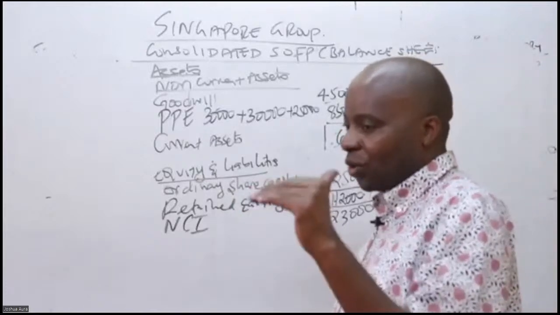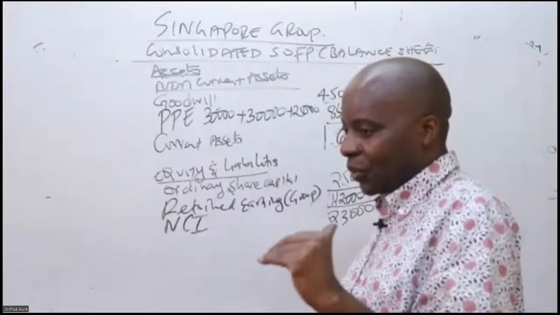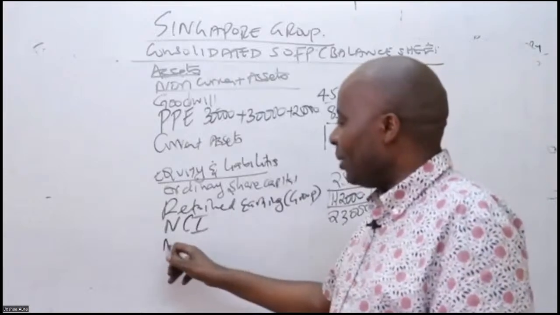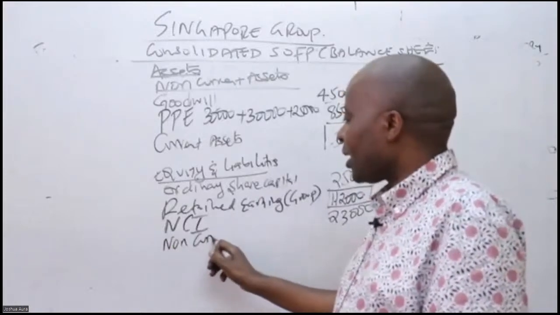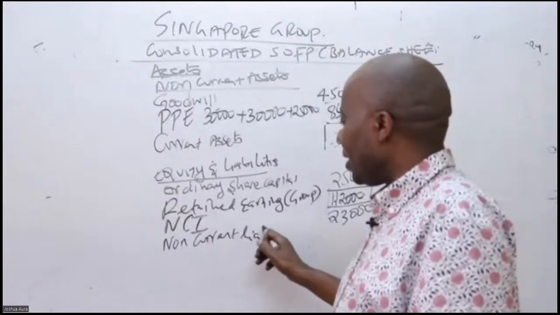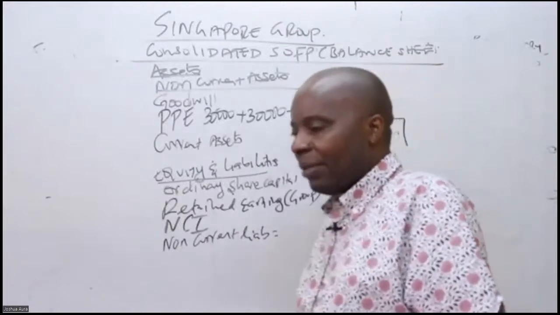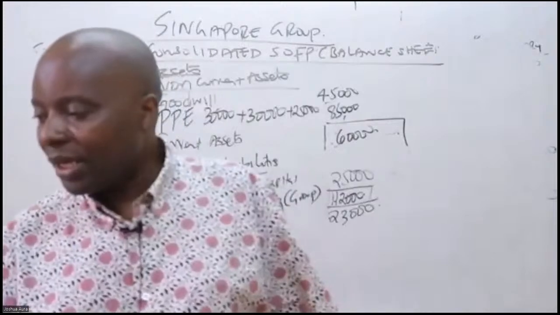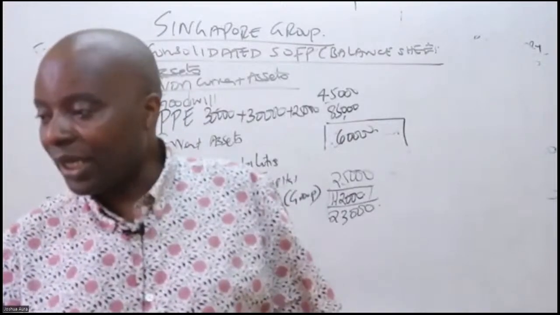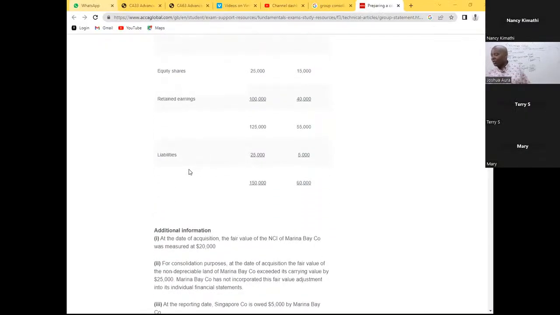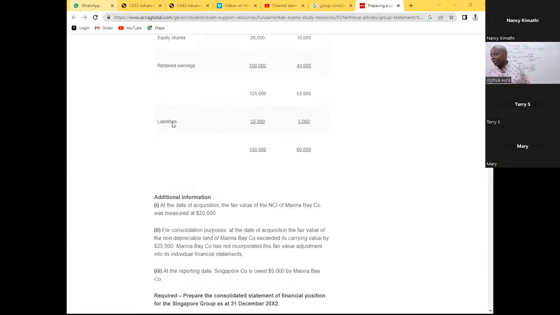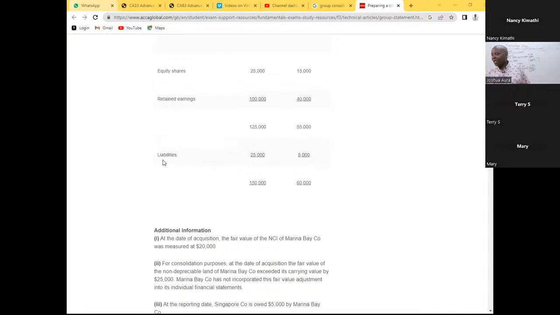With liabilities, always you start with non-current liabilities. Do we have them really? Non-current liabilities, you can see, we don't have them. They have simply put everything together as liabilities, 25,000 plus 5,000.